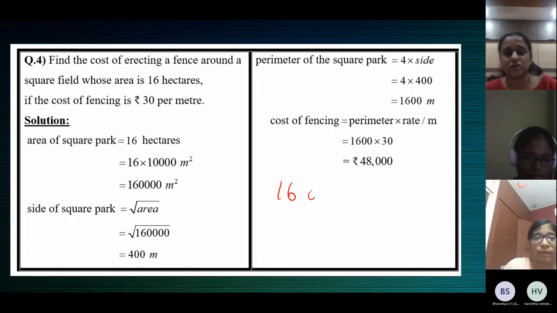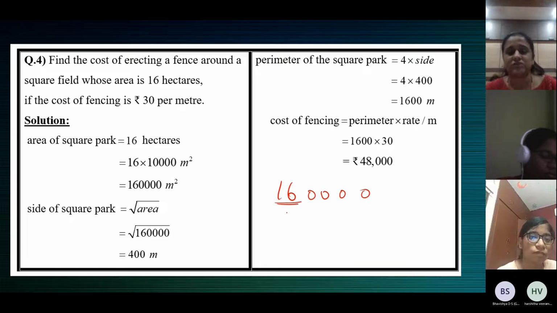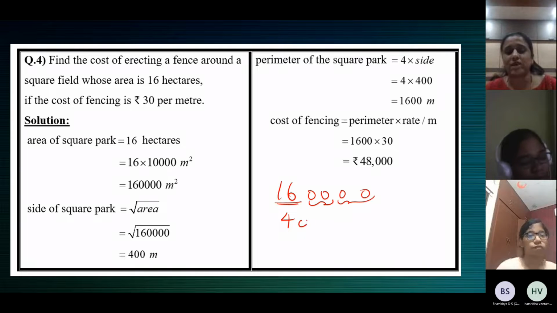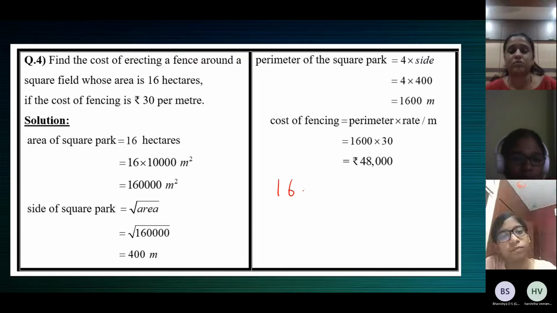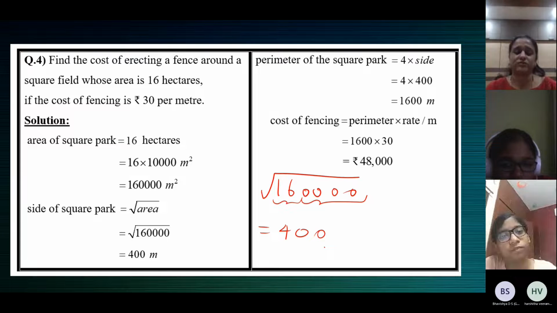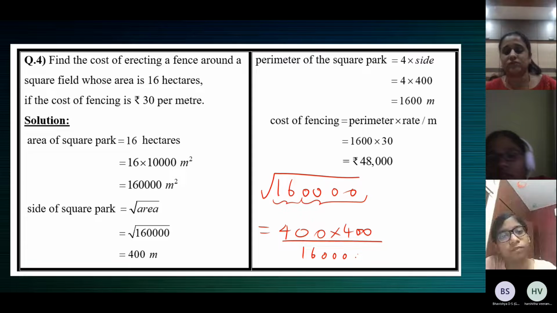See here, 16, then 1, 2, 3, 4 zeros. The square root of 16 is 4, and the number has 4 zeros. Its square root will have half the number of zeros, so 2 zeros. 4 means 2 here. You check what is 400 into 400. 4 4s are 16, and then 4 zeros.